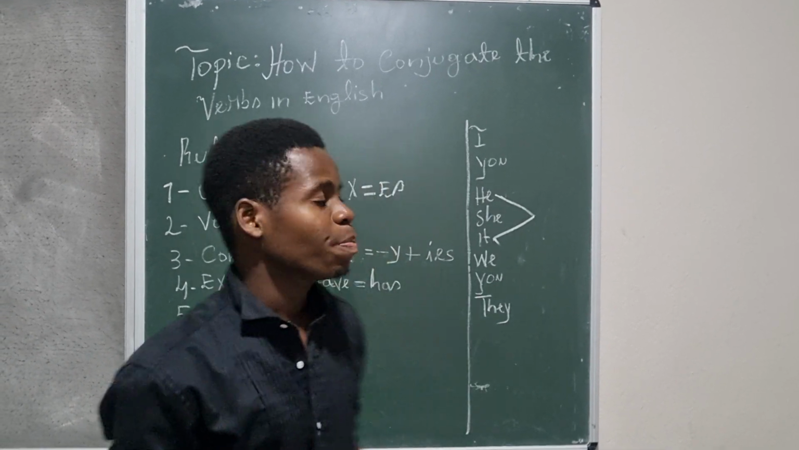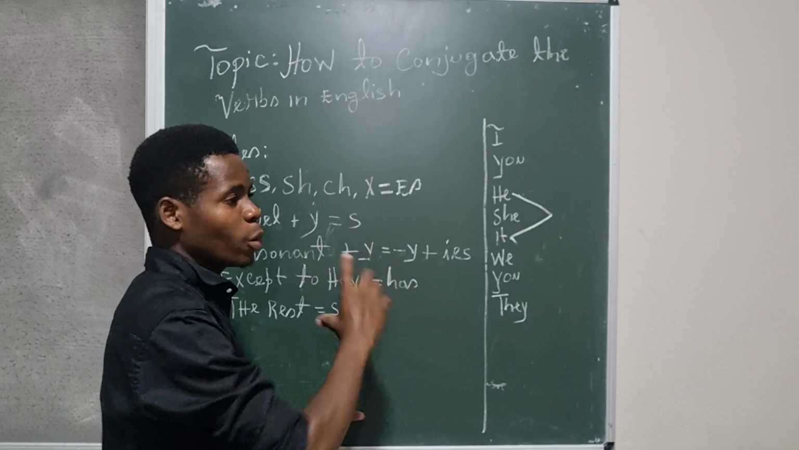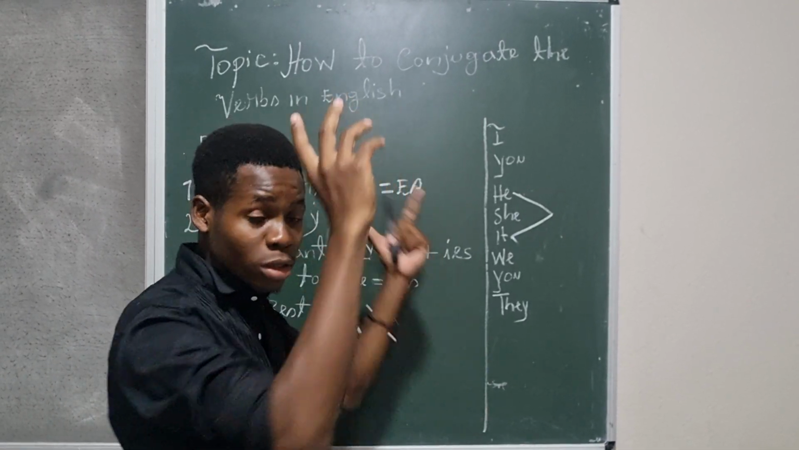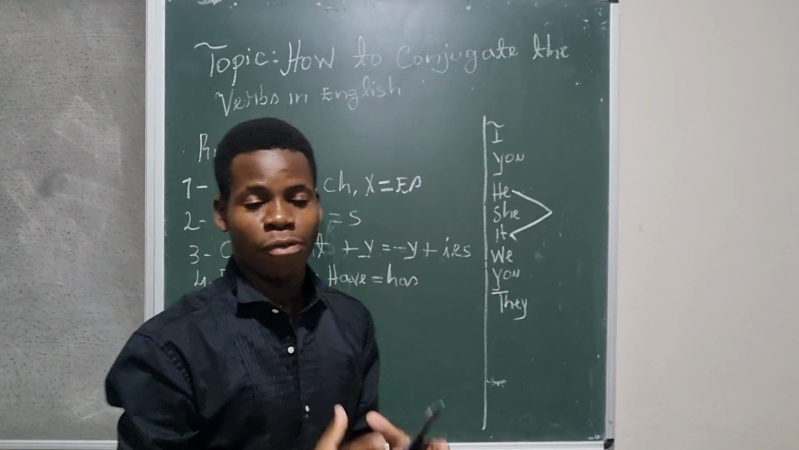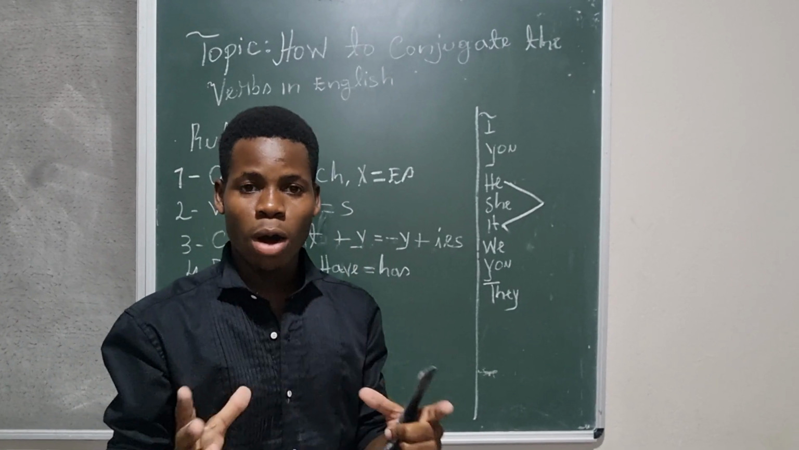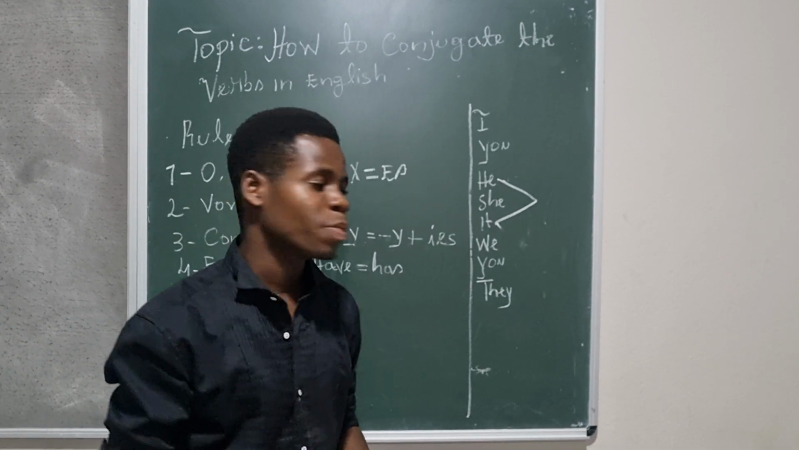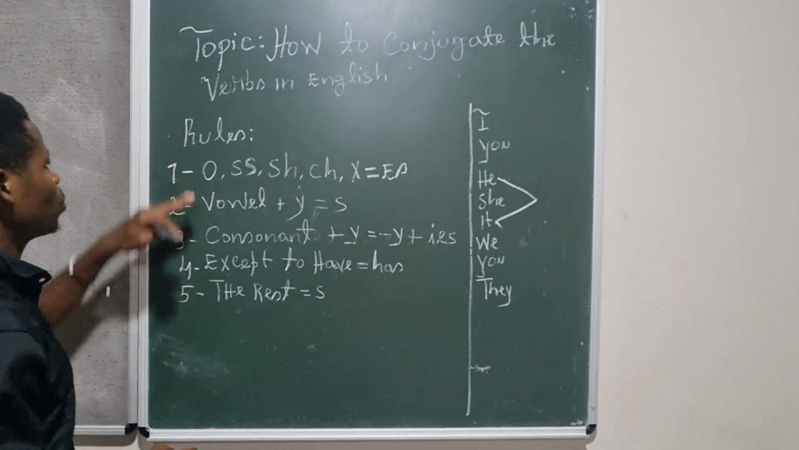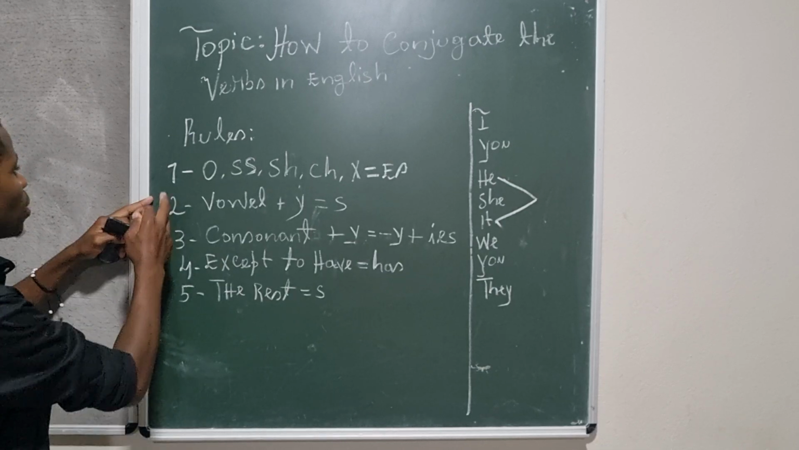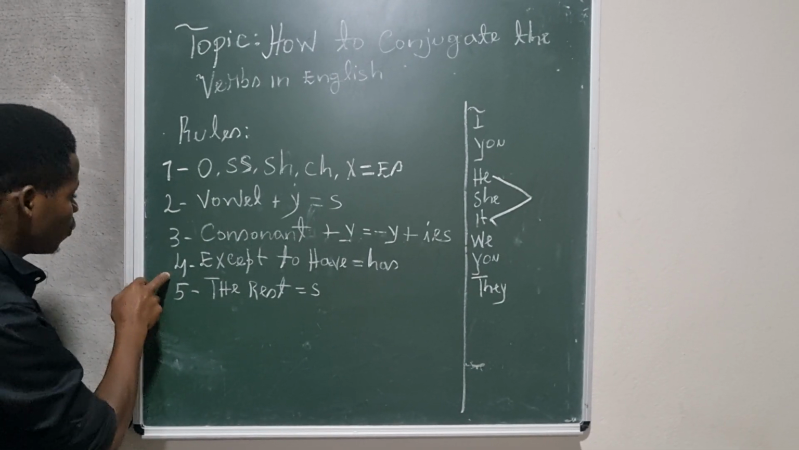We have here some rules, some structure. Today we are going to know how to conjugate all the verbs in English. If you keep these rules in your mind, you will know how to conjugate all the verbs in English without any problem. For example, we have here some rules: rule number 1, number 2, number 3, number 4, and number 5.